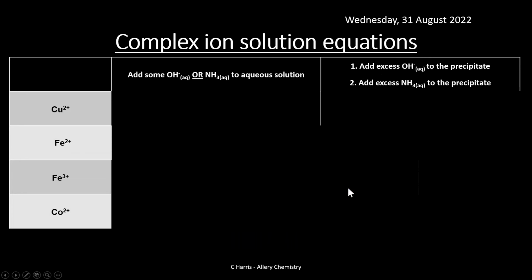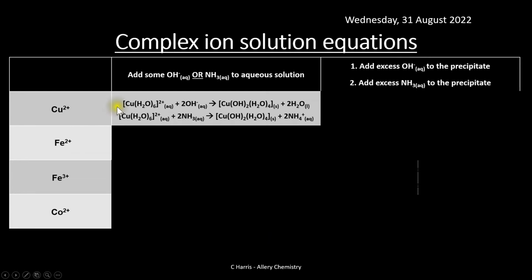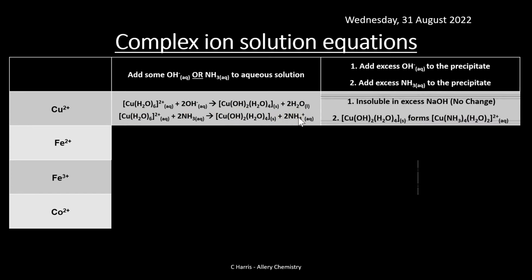Okay, so let's have a look at some of the equations involved here. So copper 2+ reacting with hydroxide ions will form this. This is a small amount of hydroxide ions. And with ammonia, effectively the ammonia is picking off some of the protons from 2 of the ligands here to form OH2. And obviously you get 2 ammonium molecules, should I say.